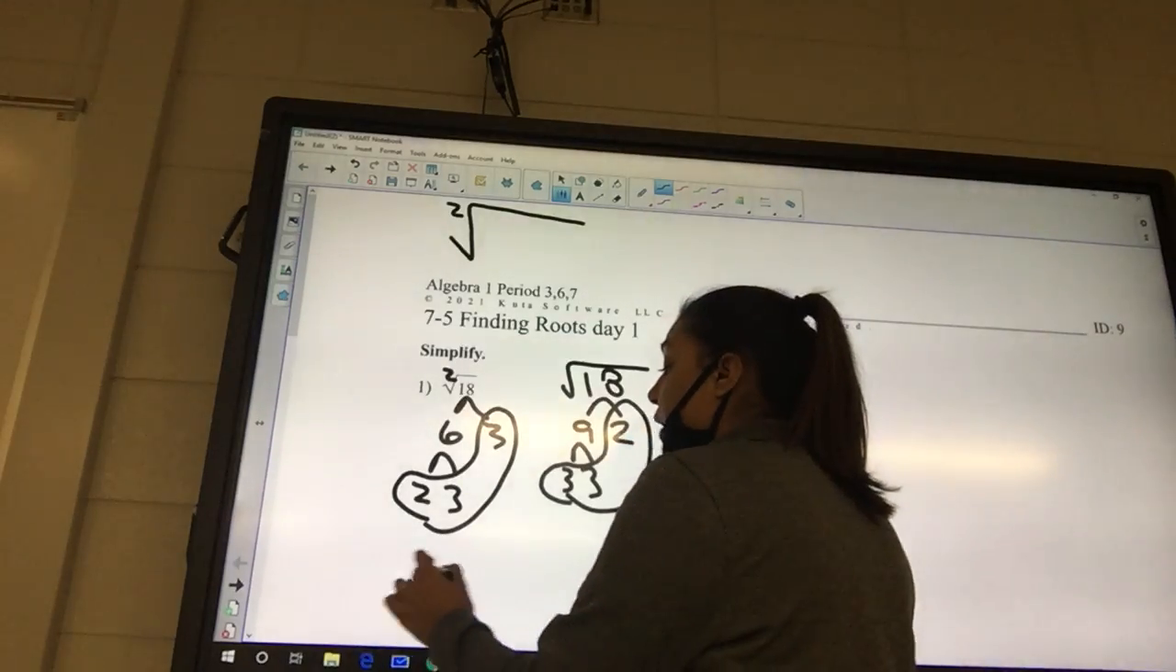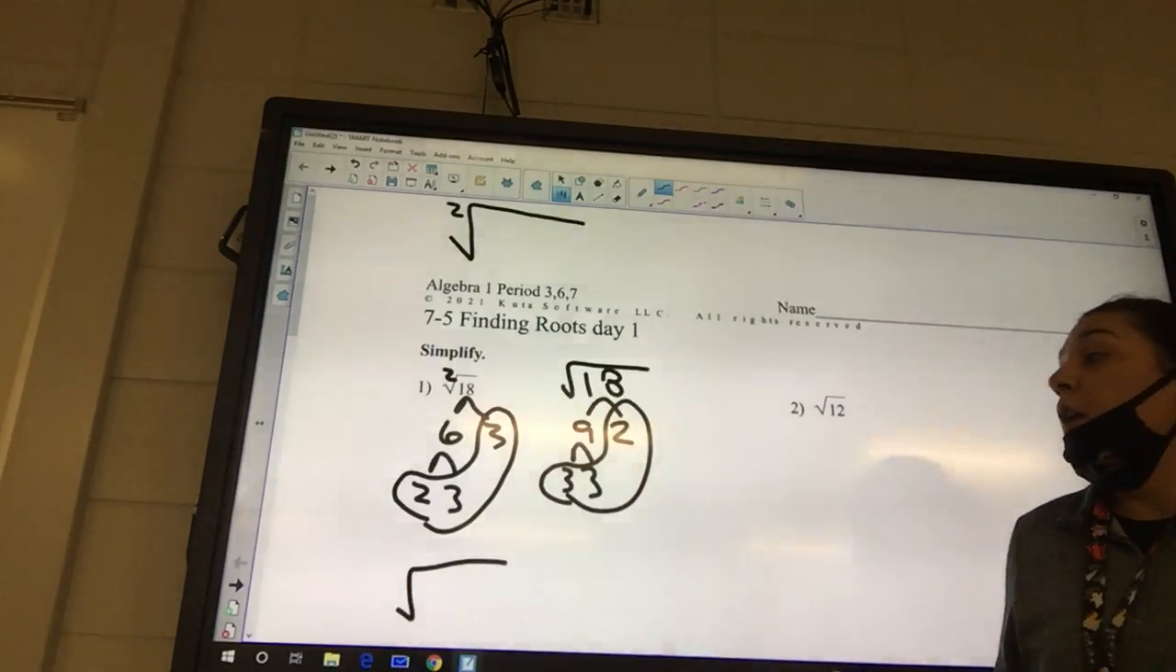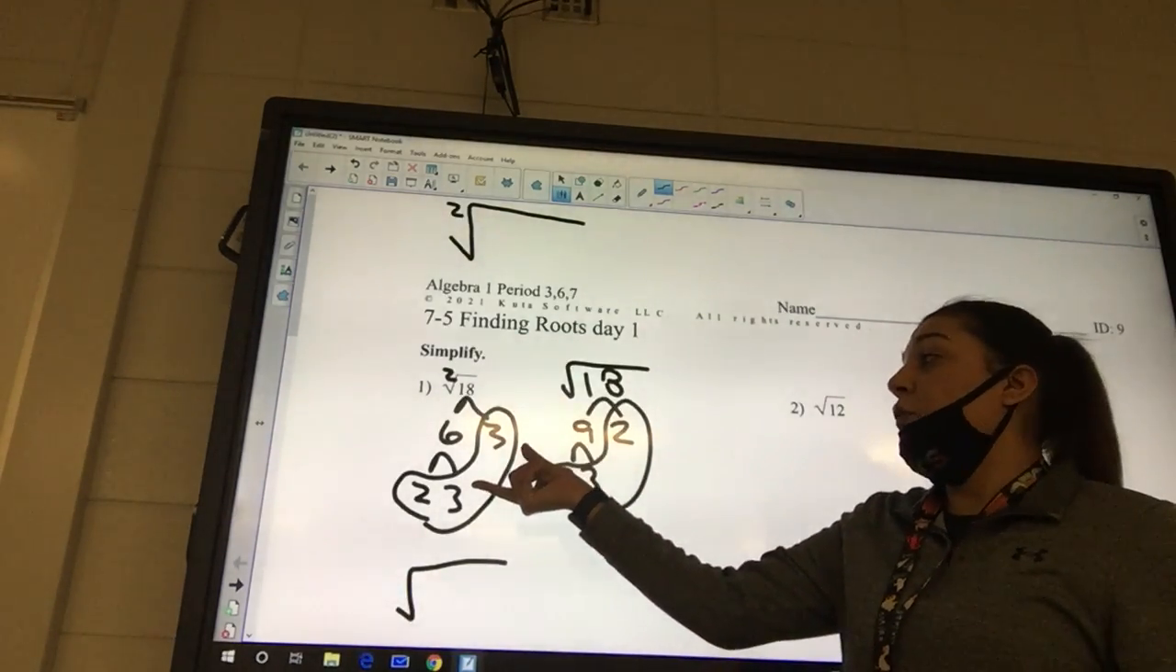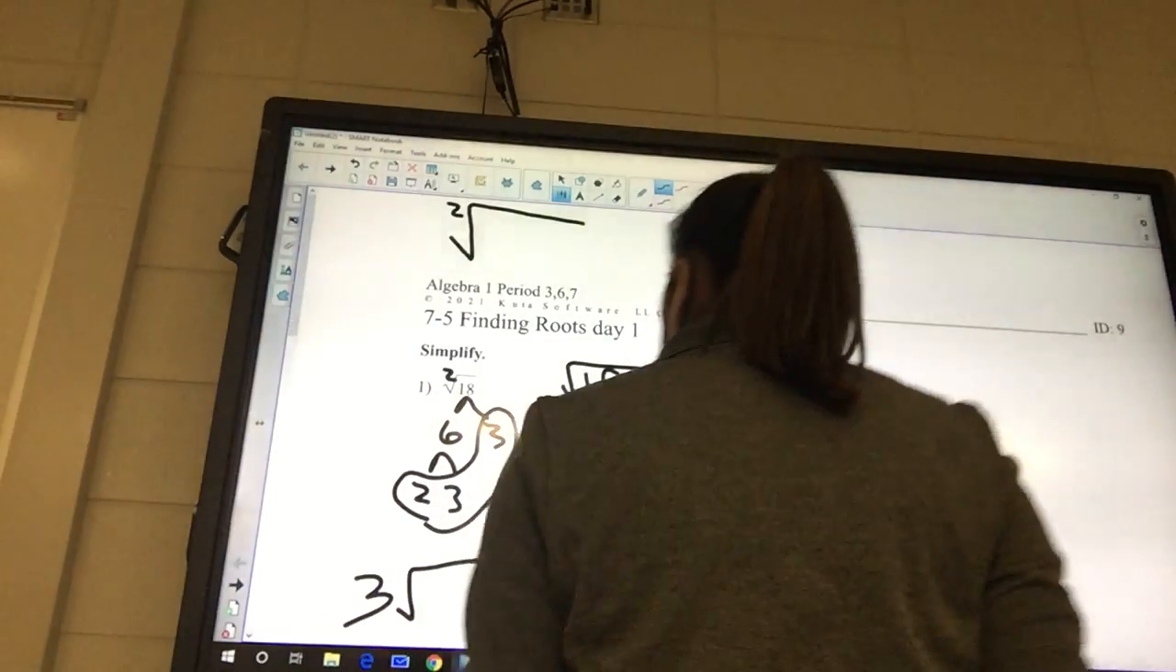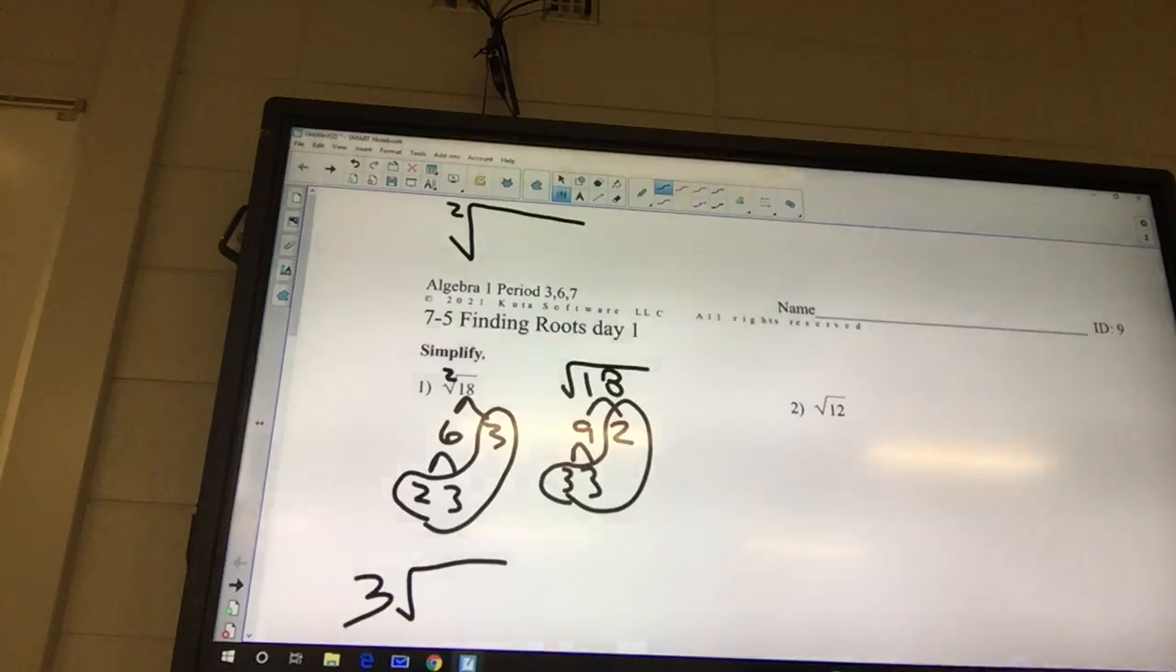You're going to draw yourself a little square root symbol. We can pull a group of 3s, and when you pull it out, you can only write one of them on the outside. Could you say it again, please? Okay, and then on the inside, what do we have left? Does that 2 have a group of 2?